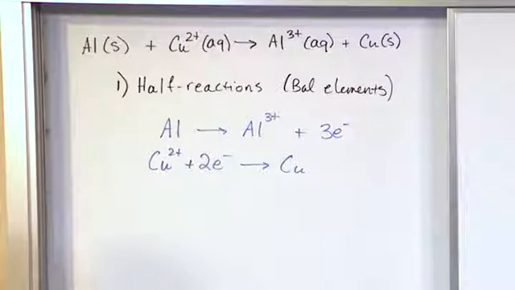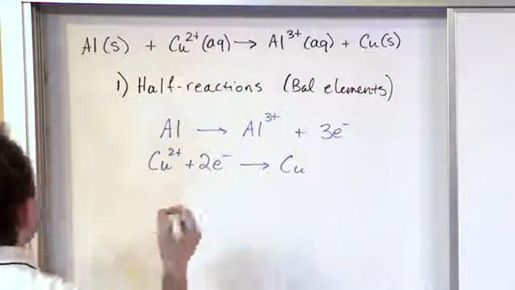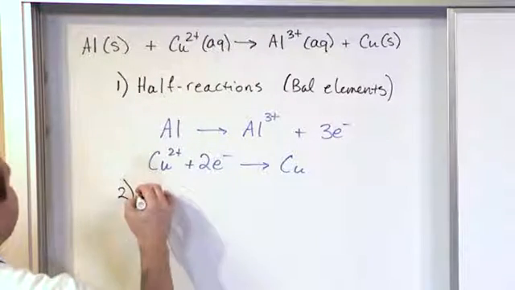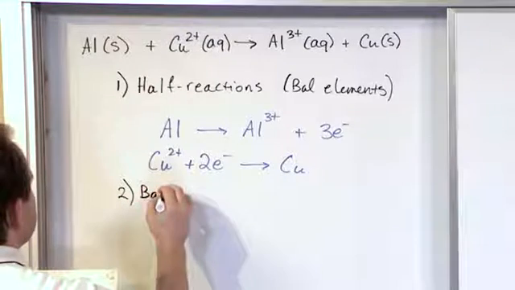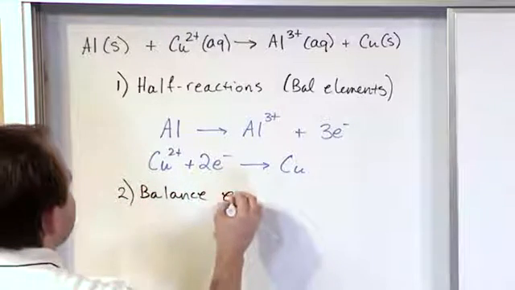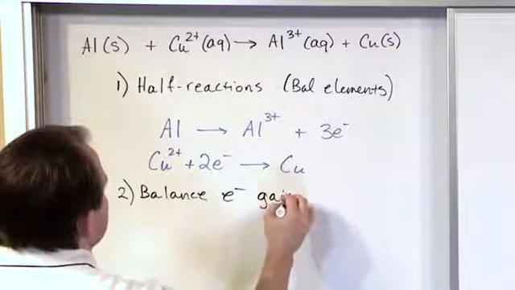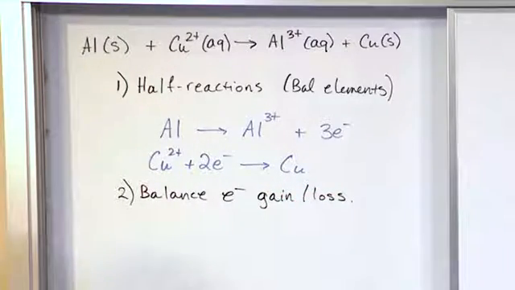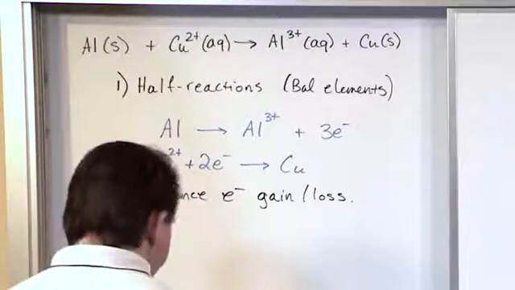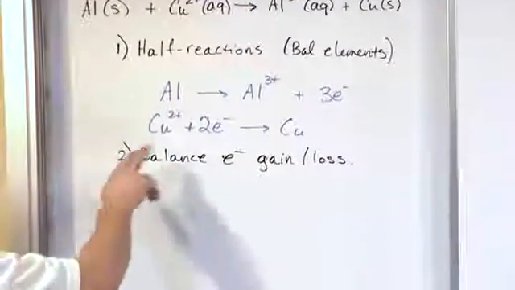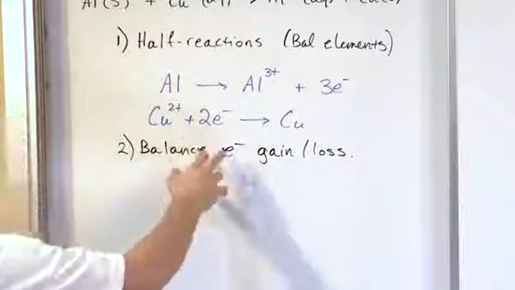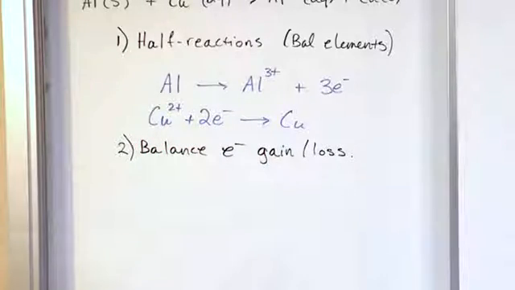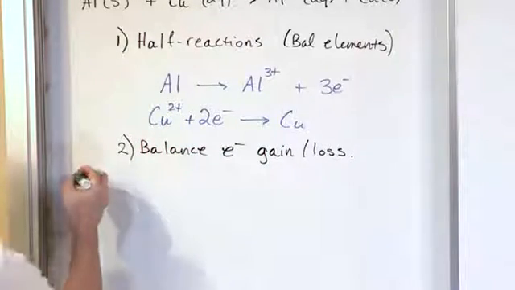Then we proceed to step number 2. Step number 2 is we have to balance the electron gain and loss. Balance the electron gain and loss. And how we're going to do that is I'm going to switch colors, and I'm going to look. I have 3 electrons here and 2 electrons here. So I need to multiply these equations by something. We'll do something very similar to what we did last time.